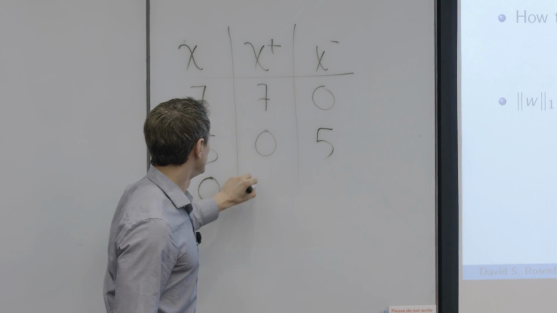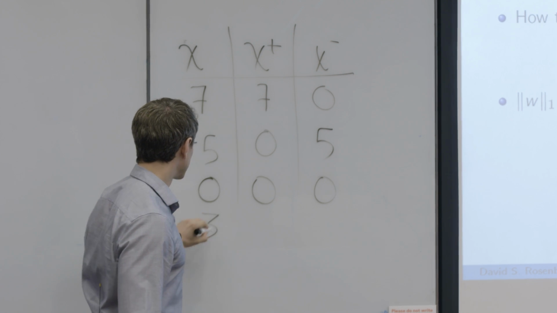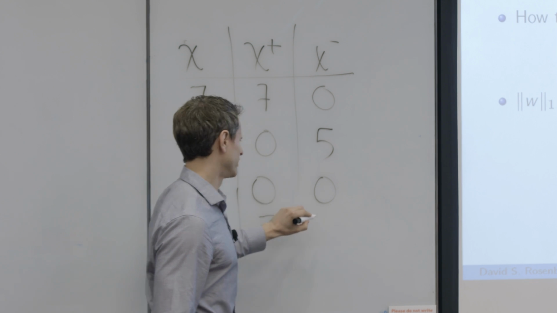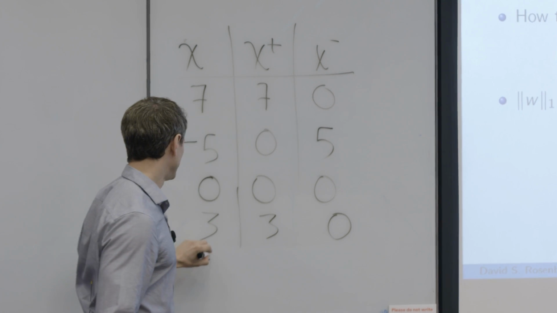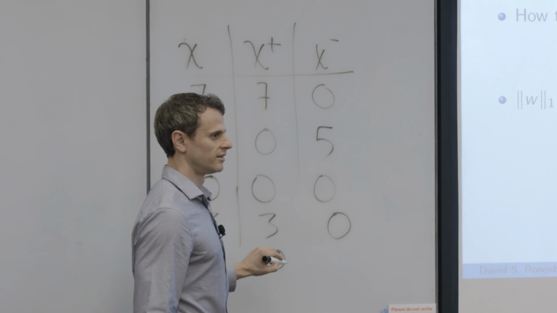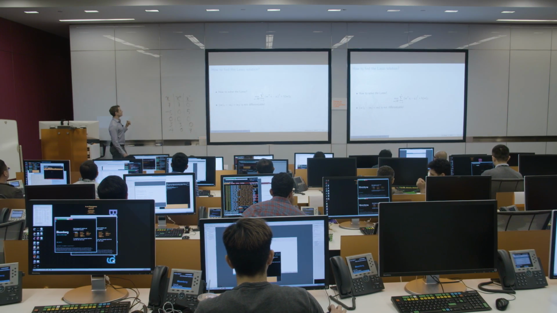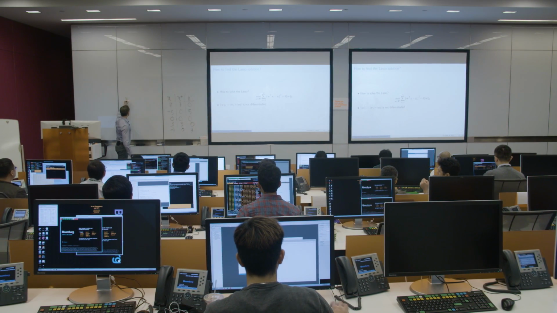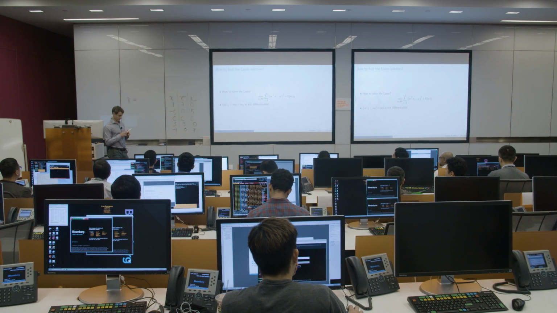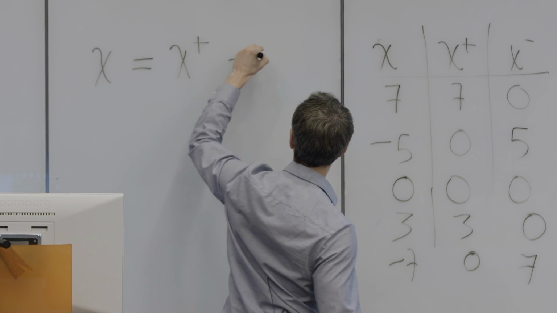If x is 0, they're both 0. All right, so let's see how we do. If x is 3, what's the positive part of 3? Yeah, and the negative part? Very good. And negative 7, positive part? 0. And negative part? Great. All right. So if I want to write x in terms of x plus and x minus, how do I do that? x is x plus minus x minus.